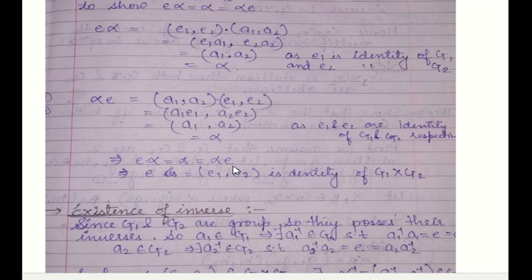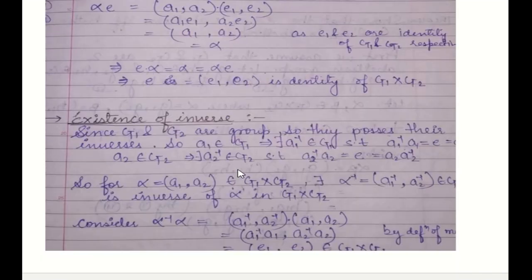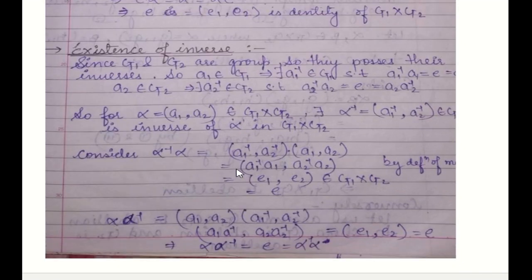So this shows that if we multiply E either on the left hand side or on the right hand side of an arbitrary element of G1 cross G2, the element remains unchanged. That means this is the behavior of the identity of a group. So E will be the identity of G1 cross G2. Now only one thing is left: we have to show each element of G1 cross G2 possesses its inverse in G1 cross G2.